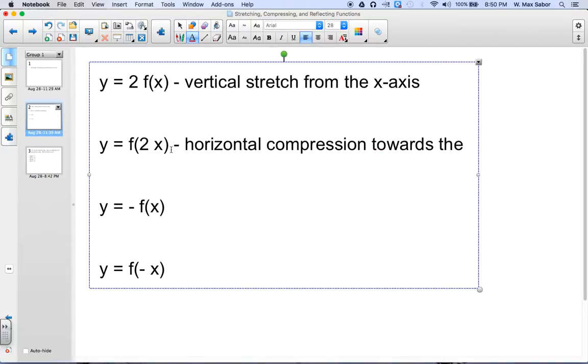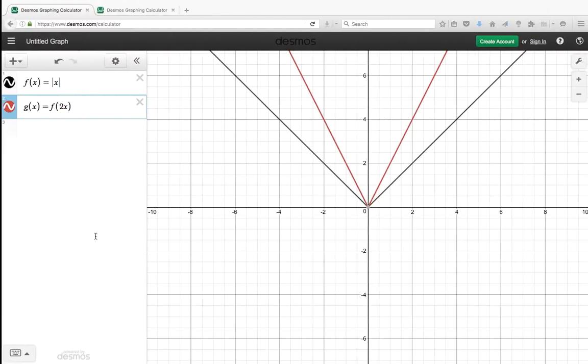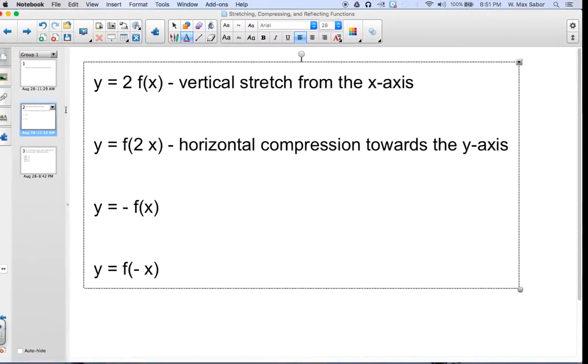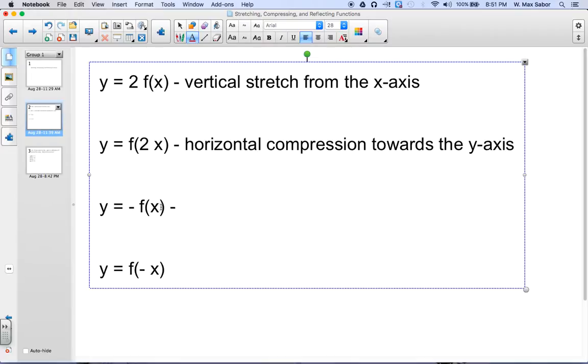towards the y-axis. What happens if we instead make it negative? If we make it negative outside, what's going to happen? Well, it flips, it's being reflected over the x-axis. So this is a vertical reflection. Maybe I should just say reflection across the x-axis.